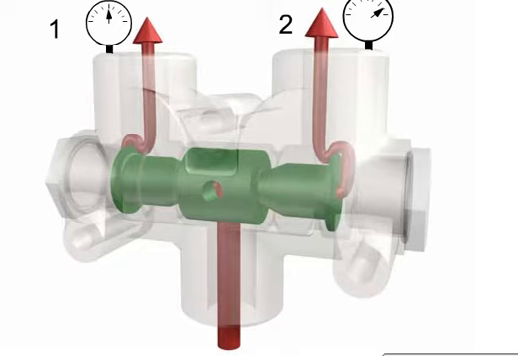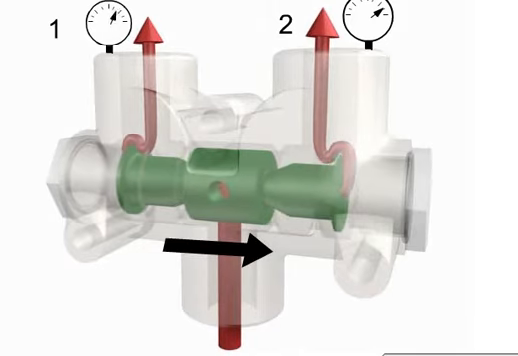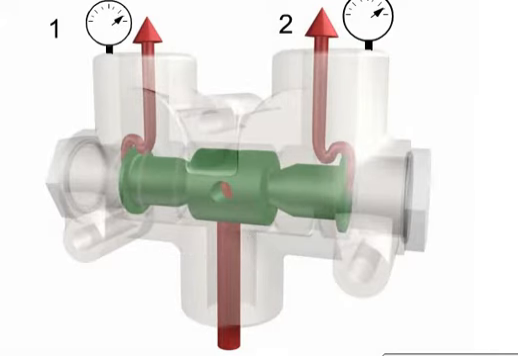If pressure at outlet 1 increases, the spool will shift slightly to the right, opening the passage to port 1 and slightly closing the opening to outlet port 2.